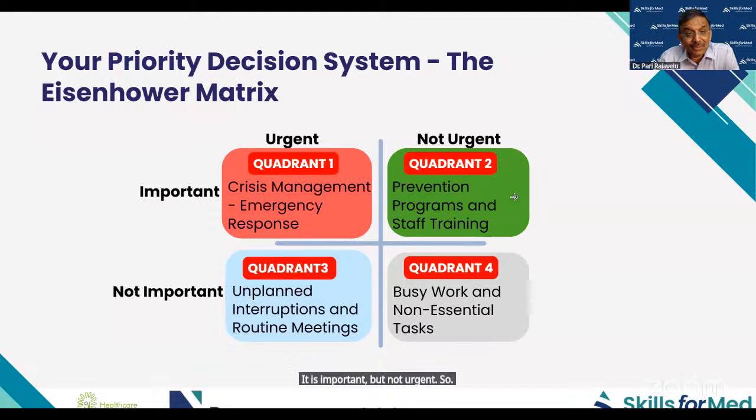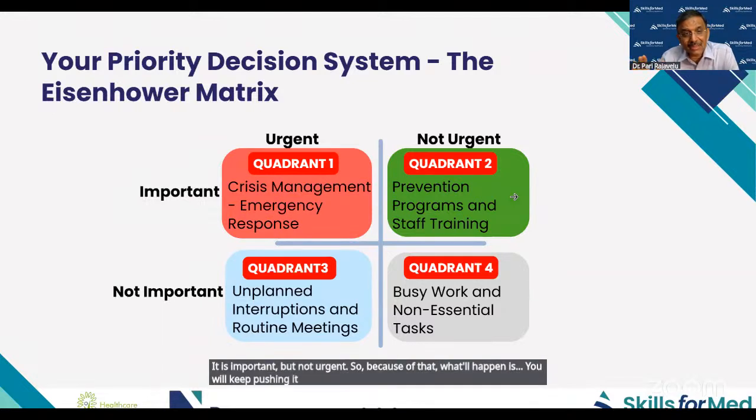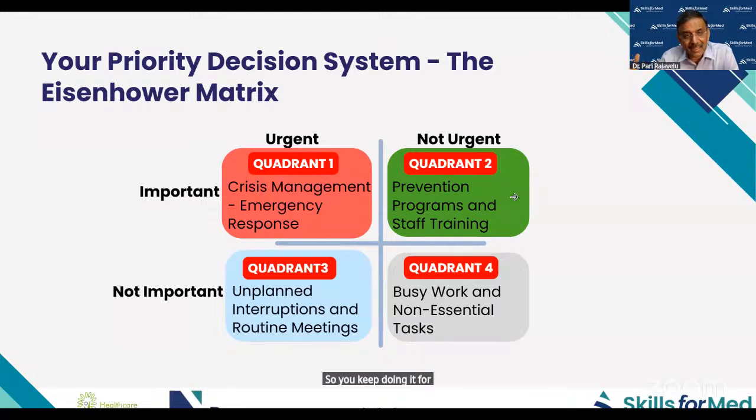So, because of that, you will keep pushing it backwards because it's not urgent. You keep doing it for days, months, or even years. The most important thing you have to do will get neglected. So it's a very, very important quadrant.